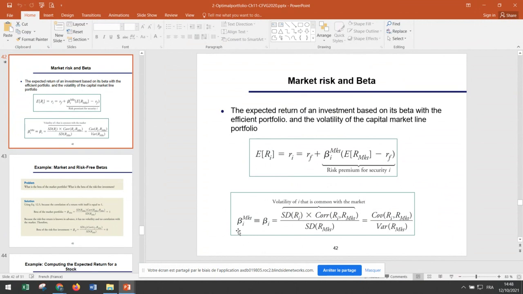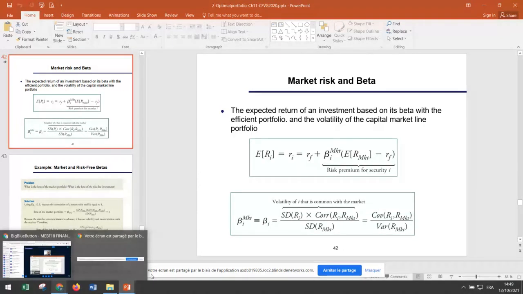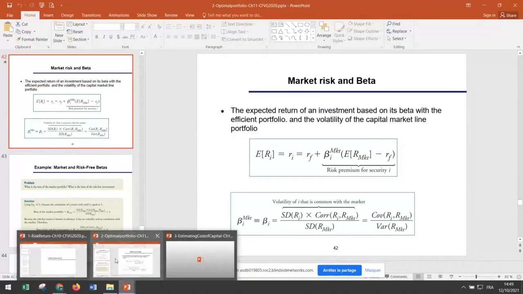So this beta I, if you know the correlation, the standard deviation or volatility of stock I, and the volatility of the market, you should be able to compute your beta. Why do you need to compute your beta? Because beta allows you to compute the risk premium of that security I. Therefore, slide 42 is highly recommended for you to mark in your material when you write the exam.